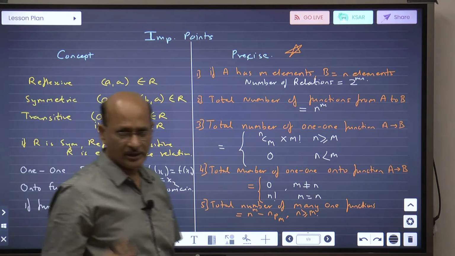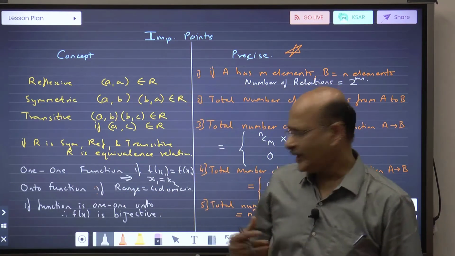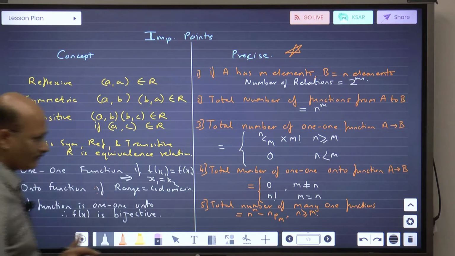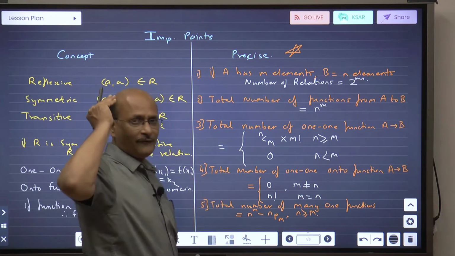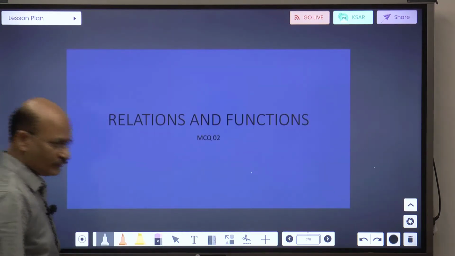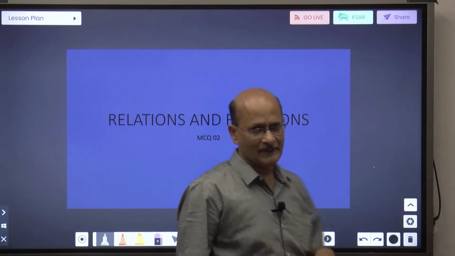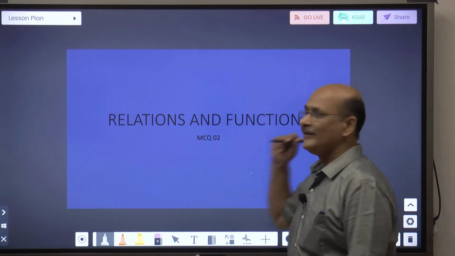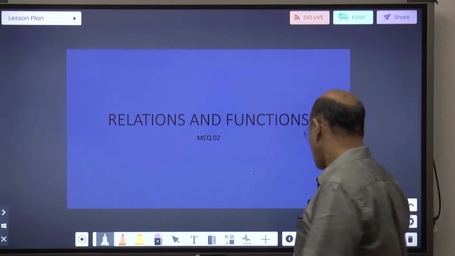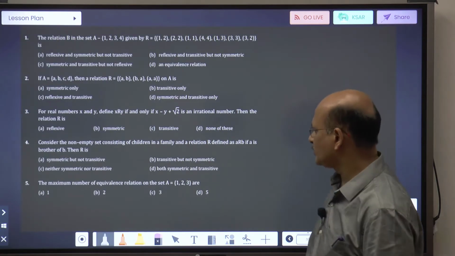But let us start dealing with the questions. As and when needed I will take you back to this particular formula sheet, and let us go ahead one by one. Now let us start the first lecture. The first question starts here. That is relations and functions, we are starting with MCQ 02. We have already done relations and functions MCQ 01, right. So let us take the questions now.